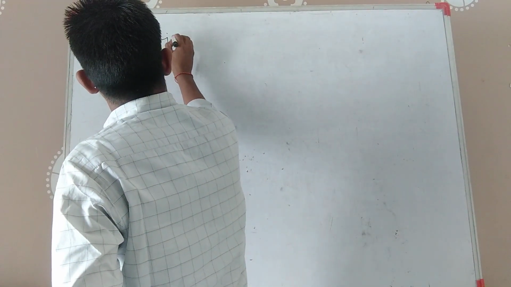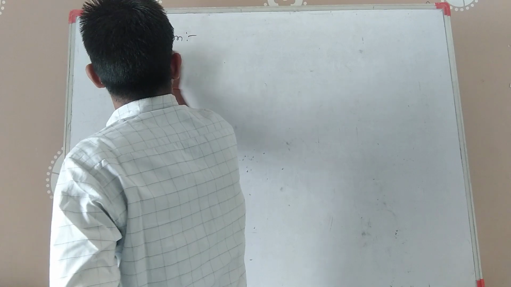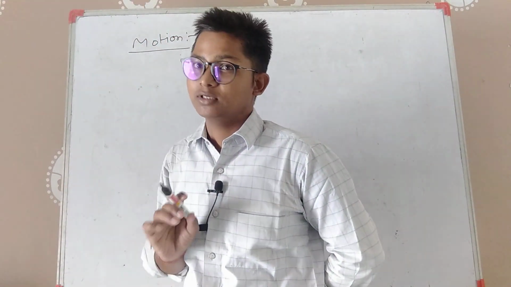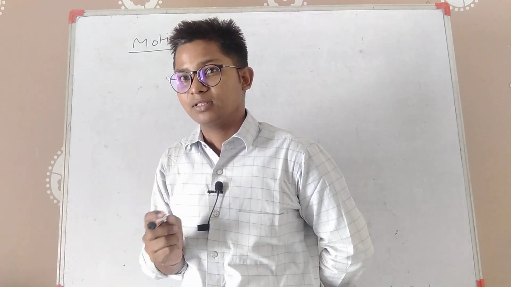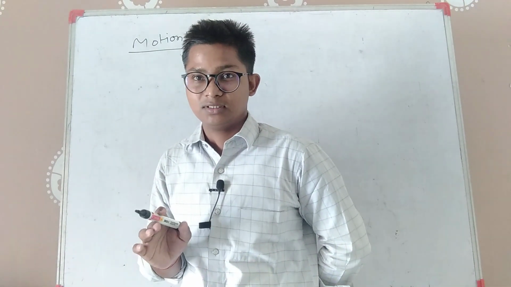Today we will discuss equation of motion, but before that we will discuss types of motion. So first we see what motion is. If an object changes its position with respect to time, then we say that there is a motion, because there is a change in position.